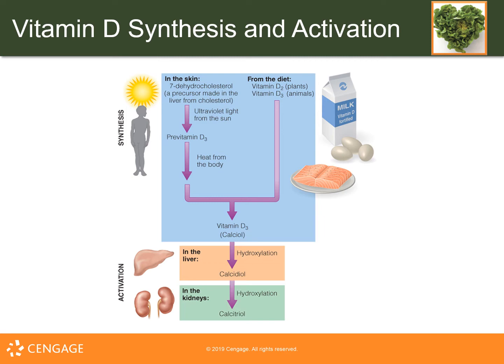Vitamin D synthesis and activation. Vitamin D must be activated before it can fully function. So you have synthesis of vitamin D in the top part, either created by the body with sunlight or consumed from the diet. And then vitamin D is activated in two steps. One, the liver adds an OH group, and two, the kidneys add an OH group. Both are hydroxylation reactions. So the liver and kidneys are the two organs that help activate vitamin D, and they do so by adding hydroxyl groups.